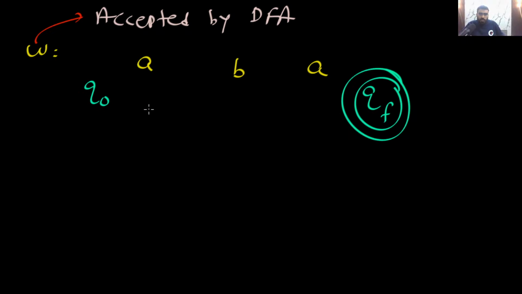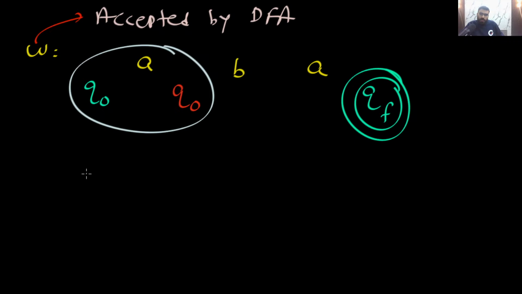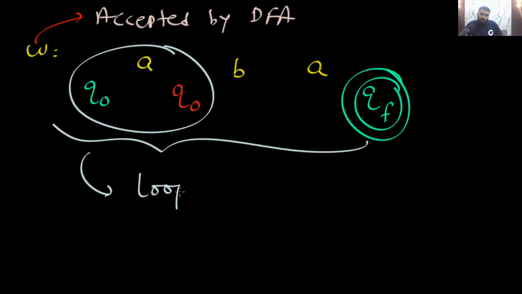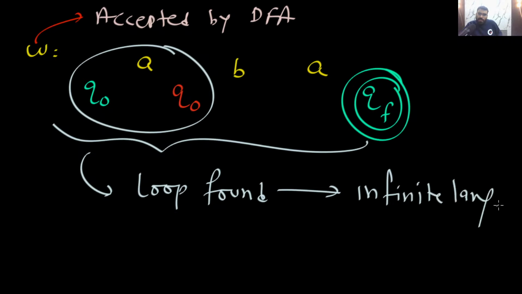Now make sure there is no loop. Tell me, if I do this Q0, meaning on this A, if I go from Q0 to Q0, then there is a loop, yes or no? If I do this, there will be a loop. Okay, loop found. Loop found implies infinite language. Is this understood?